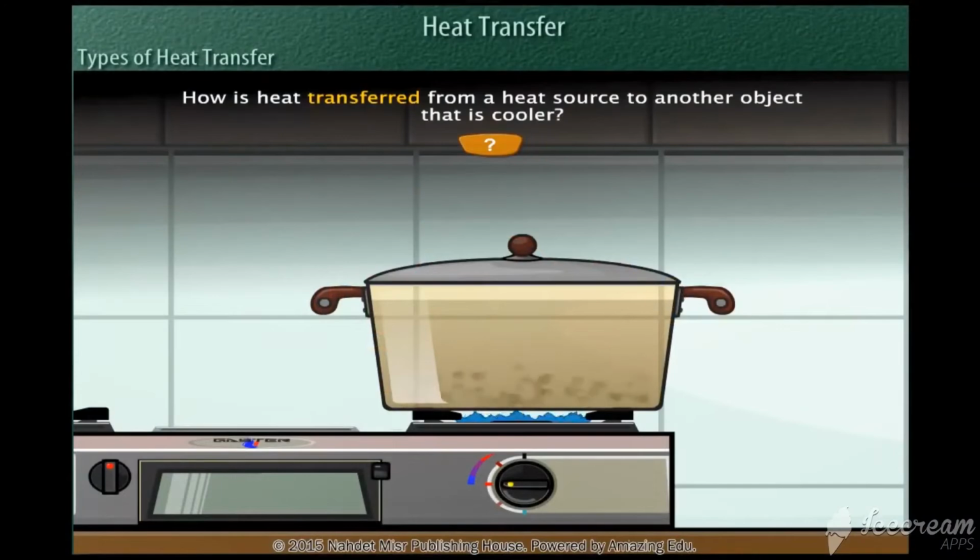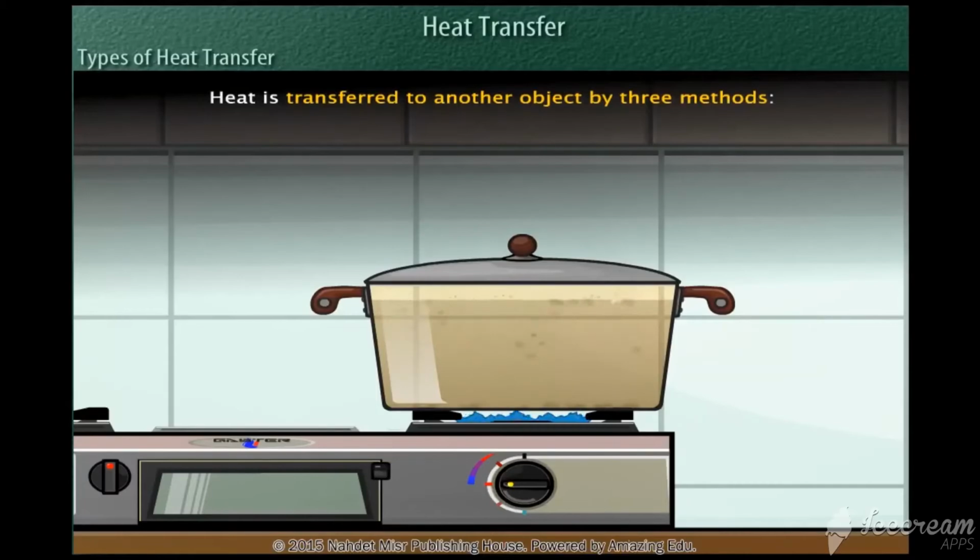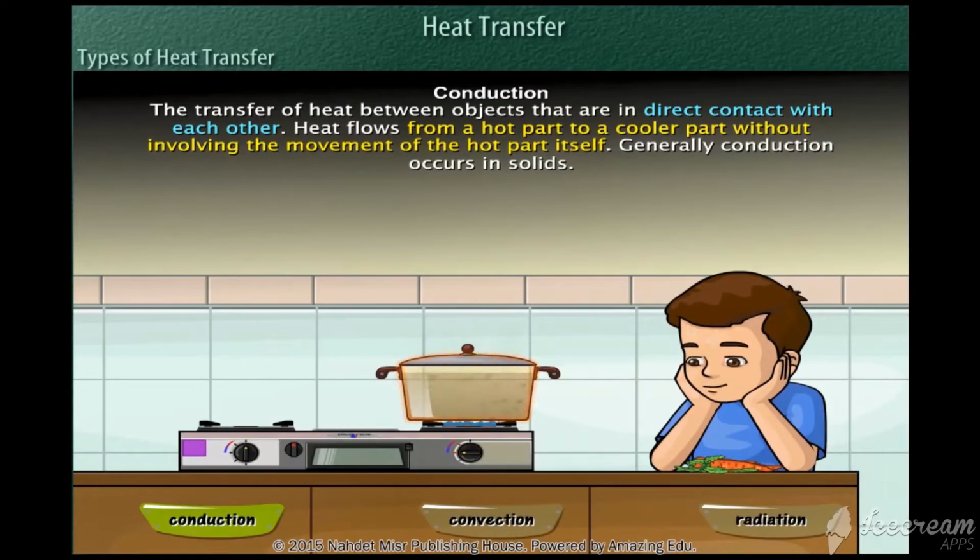How is heat transferred from a heat source to another object that is cooler? Heat is transferred to another object by three methods. Conduction. The transfer of heat between objects that are in direct contact with each other. Heat flows from a hot part to a cooler part without involving the movement of the hot part itself. Generally, conduction occurs in solids. For example, the heat transfer from the flame to the pan, and the heat transfer from the hot part of the pan into the cooler part of the pan.